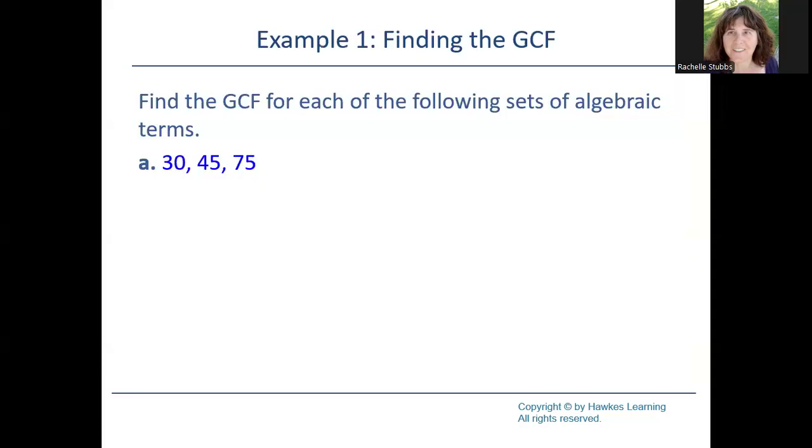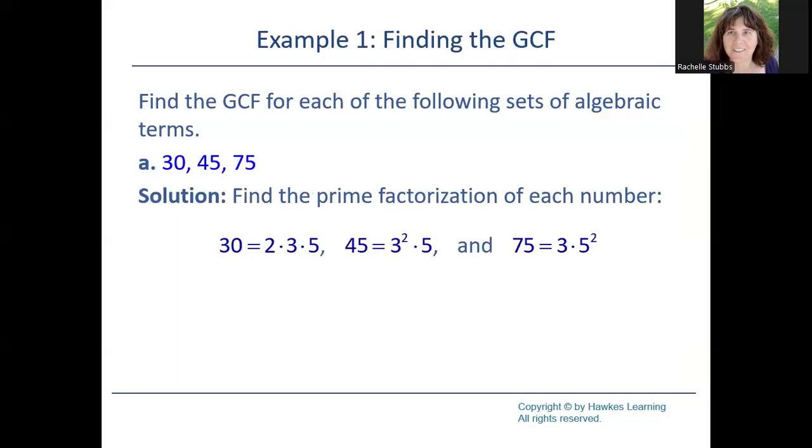So here we have the numbers 30, 45, and 75. If we were to prime factor them, 30 is 2 times 3 times 5. 45 is 3 squared times 5, and 75 is 3 times 5 squared. So we're going to look for the ones that they have in common. Now, if I look at this 2 here, is there a 2 common over here in this one or this one? No. So I'm not going to use a 2. How about 3? Is 3 a common factor? Yes. And how about 5? Is 5 a common factor?